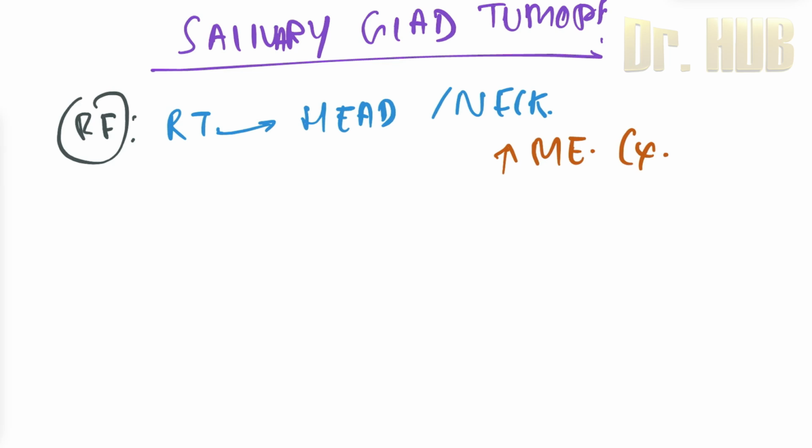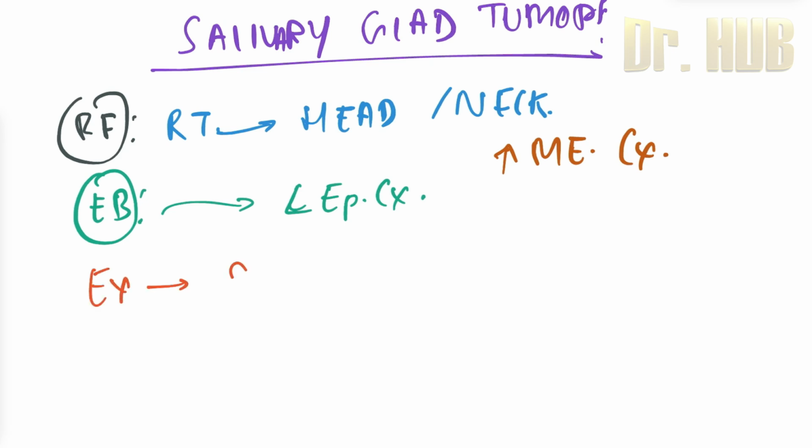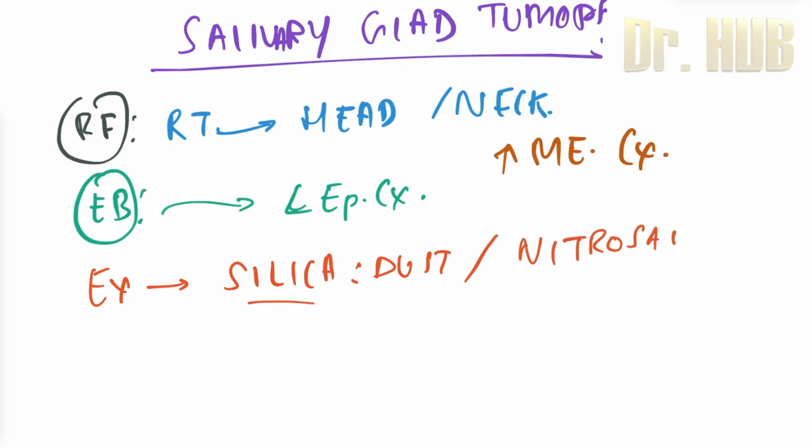Next is Epstein-Barr infection, the EB infection, and this is a risk factor for lymphoepithelial carcinoma. Next is exposure to silica dust and also nitrosamines. They may increase the risk.